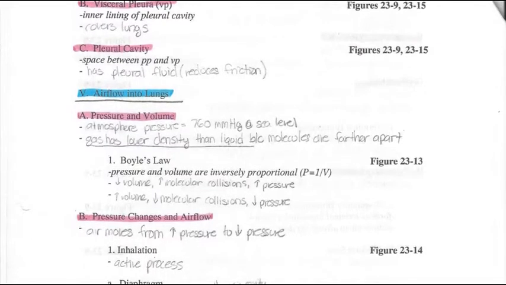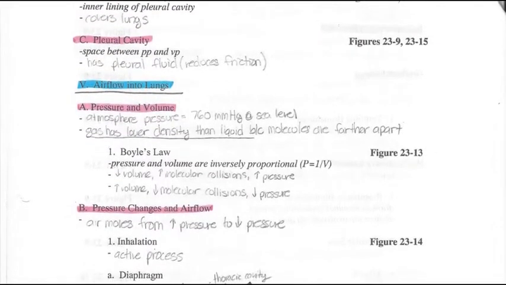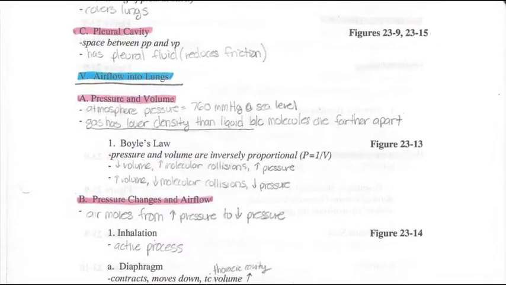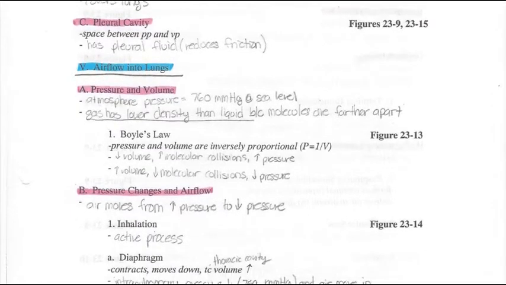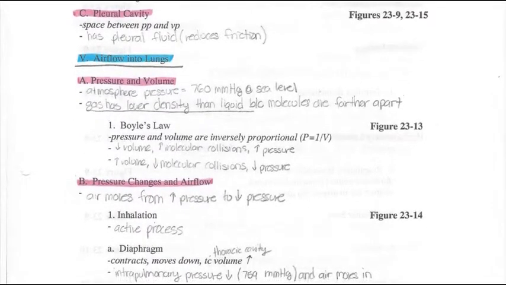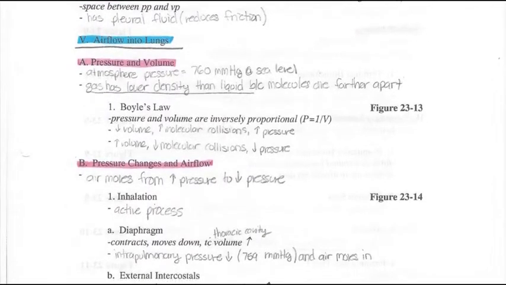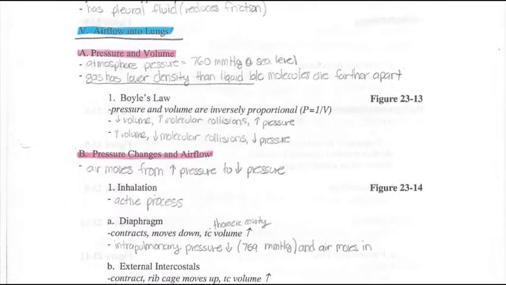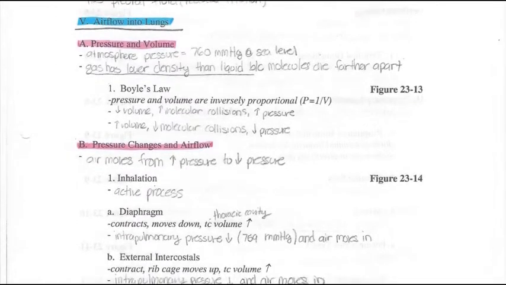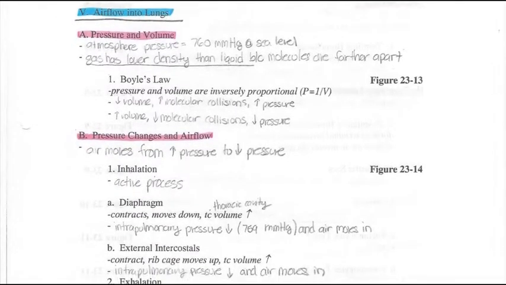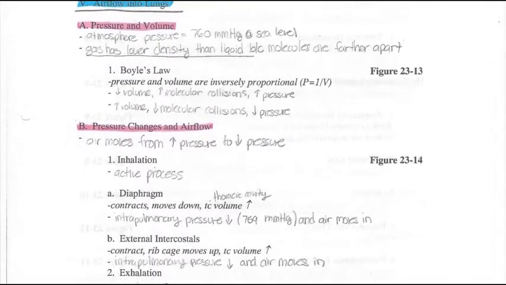1. Boyle's law. This states that pressure and volume are inversely proportional, and the equation is P equals 1 over V. A decrease in volume will lead to an increase in molecular collisions and an increase in pressure. An increase in volume will lead to a decrease in molecular collisions and a decrease in pressure.